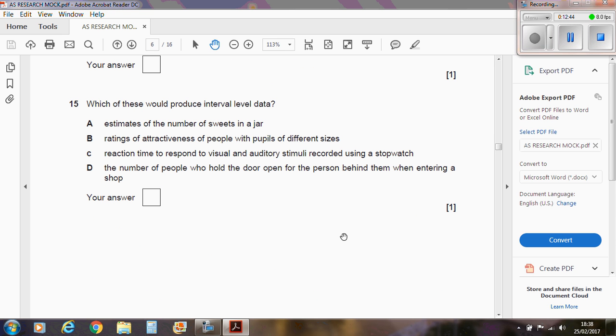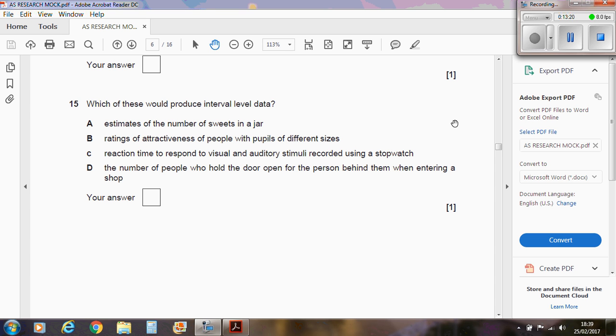And then finally, 15, which of these would produce interval level data? Now, this is quite a difficult question because it takes, again, the process of elimination. So B says ratings of attractiveness of people with pupils of different sizes. So different sizes suggest that it's in categories, so it's nominal data. In fact, does it? Yeah, because you're comparing the pupils' different sizes with each other, categories with each other.